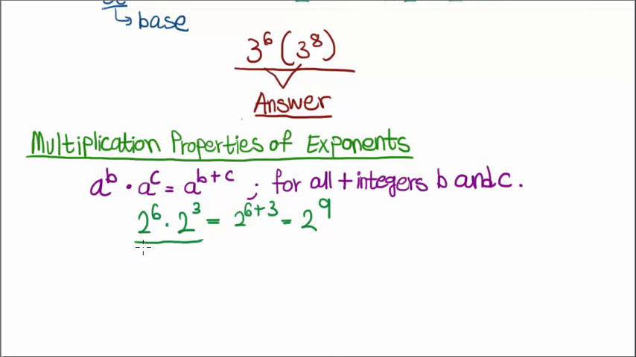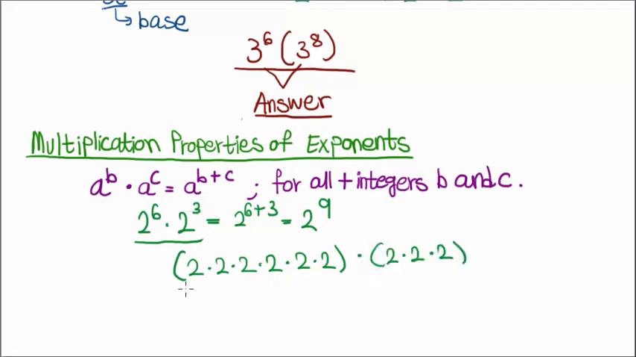For example, if we evaluated 2 to the power of 6 times 2 to the power of 3 the long way, we would write down the number 2 being multiplied by itself 6 times. And to that, I will end up multiplying the number 2 by itself 3 more times. So now, what I need to do is figure out how many 2's I have. So I have 6 over here and 3 over here. That gives me a total of 9 2's. In most cases, this answer will be an acceptable form.